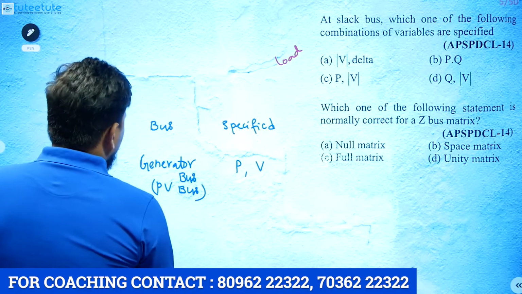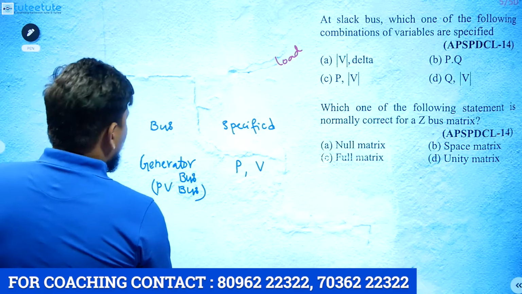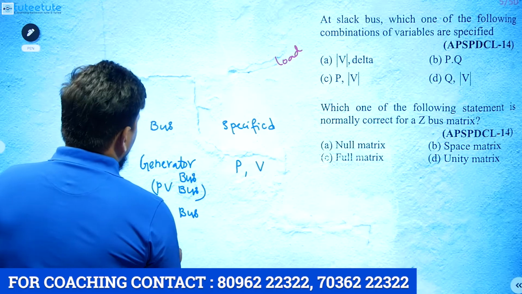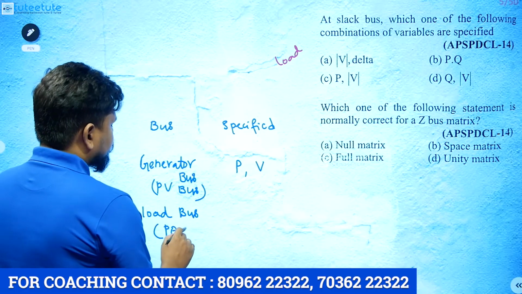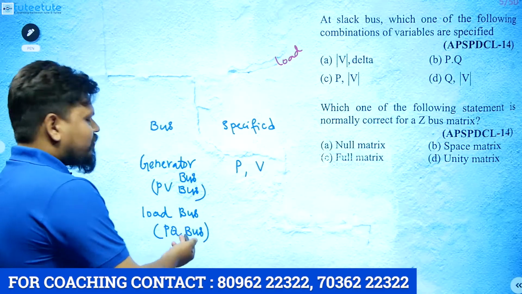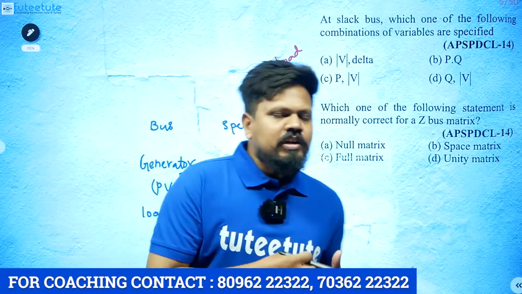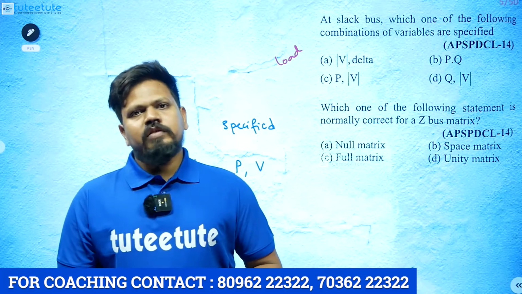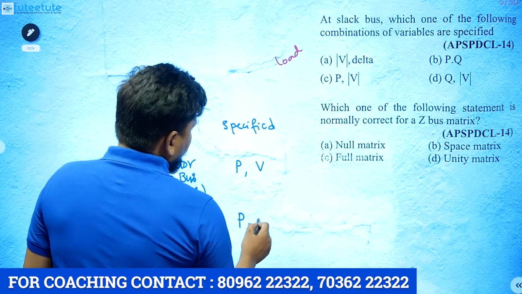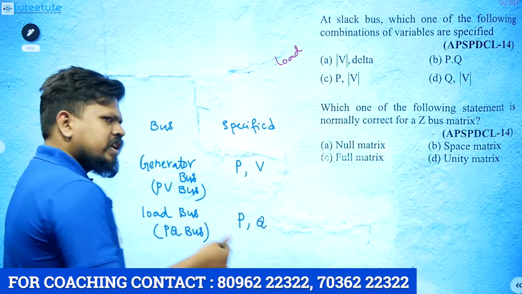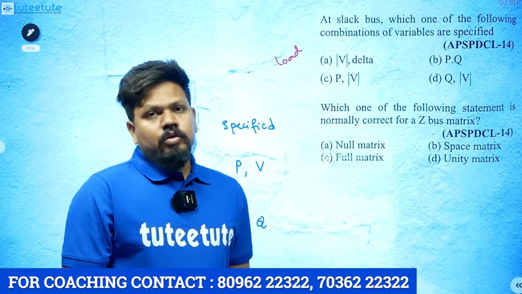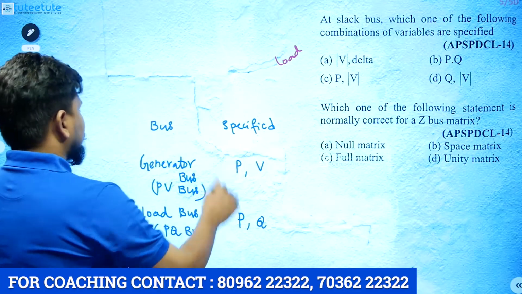The next bus is the load bus, which is also called the PQ bus. PQ bus means for any load, we will know how much active power and how much reactive power it will take. So P comma Q are the specified values for any load. That's why these are specified values.